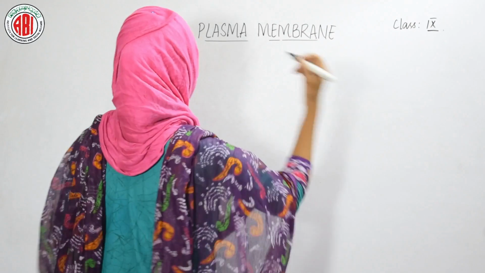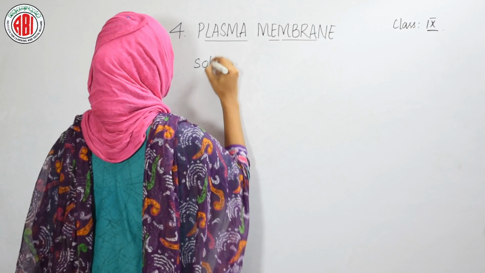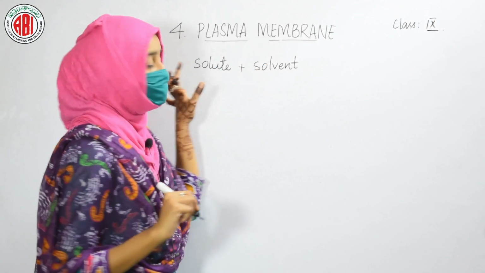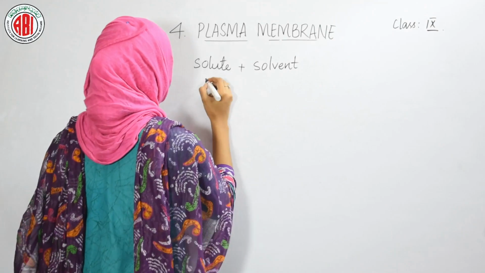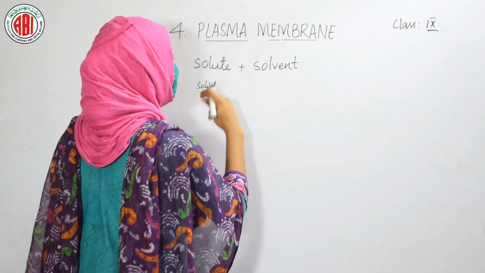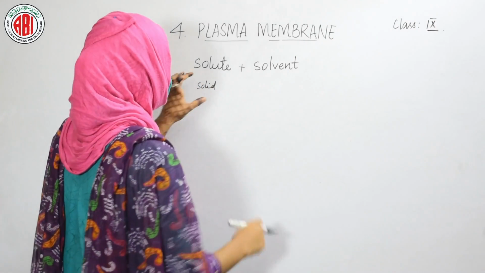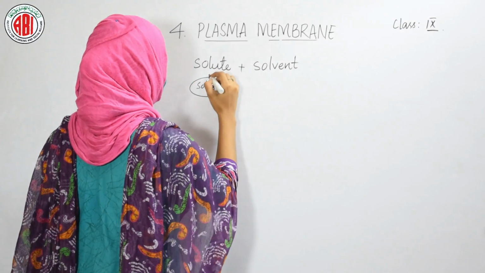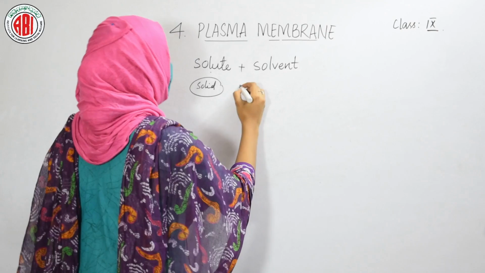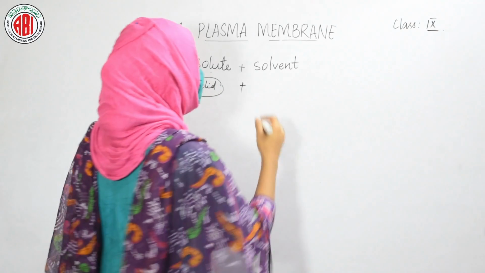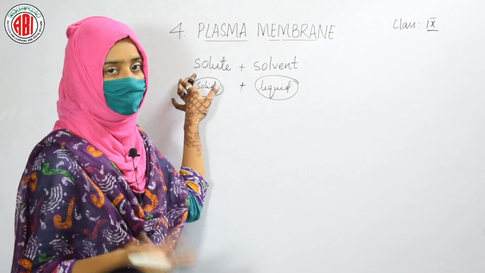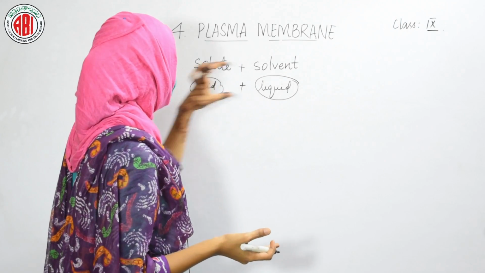Okay, so to prepare the solution we need solute and solvent. What do you understand by the term solute? The solute is nothing but a solid which can be dissolved into the solvent, which gets dissolved in the solvent. That type of solid we can call a solute. Okay, and the solvent is a liquid. It is a kind of liquid in which the solute gets dissolved. So this is solute and solvent.